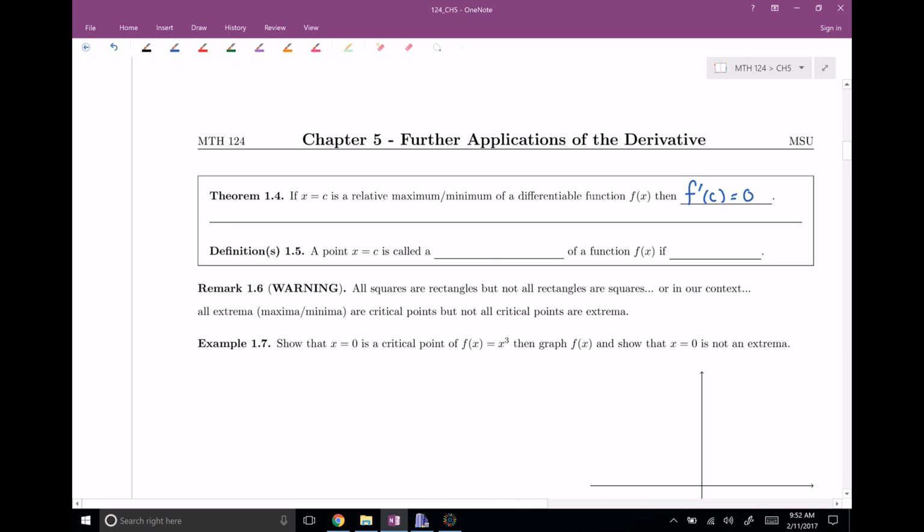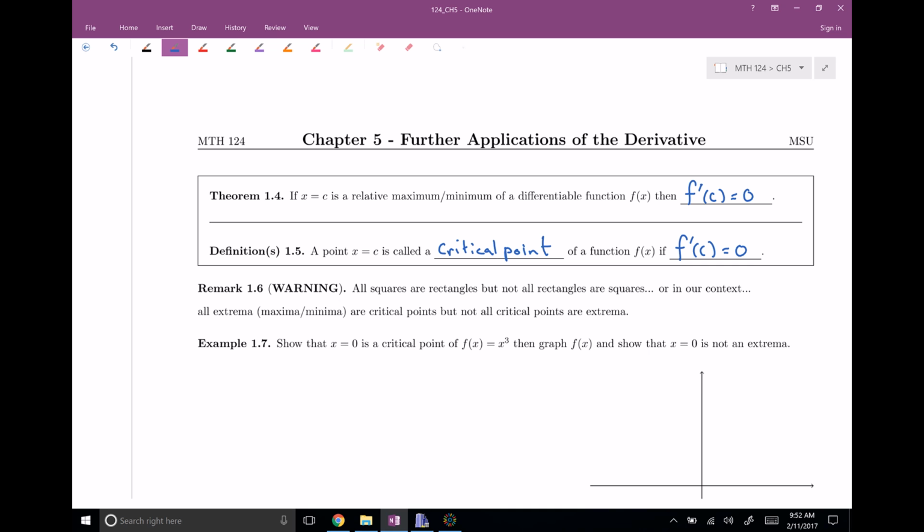Now a definition then, we become very interested when the derivative is equal to 0, so we're going to give a definition. A point x equals c is called a critical point of a function f of x if the derivative there is equal to 0. Okay, so these are interesting points, so we give them a name. We're going to call them critical points.